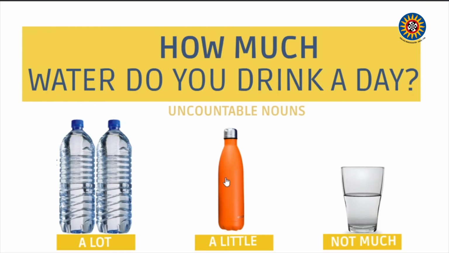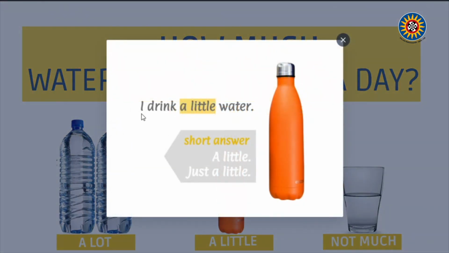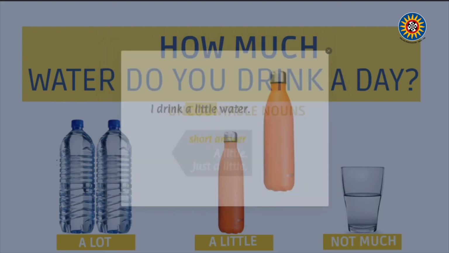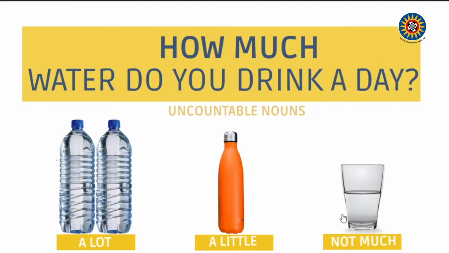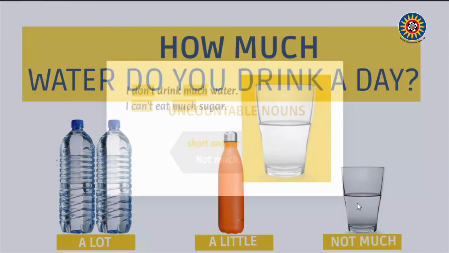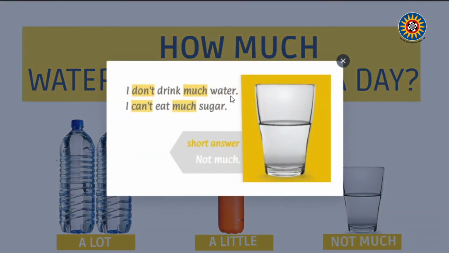In the case of a little, you can say, I drink a little water, or give a short answer like a little or just a little. Finally, for the quantifier not much, you can say, I don't drink much water. It means that you don't drink enough water. Maybe just a glass of water or two. Also, you can give a short answer like not much.